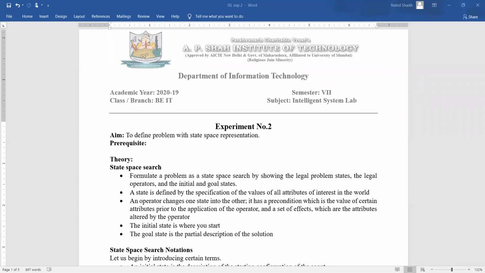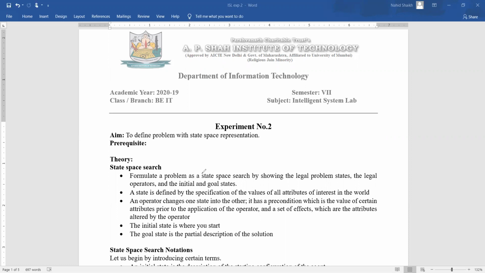Hello students, in today's experiment we are going to cover the second experiment. The second experiment is to define a problem with the state space representation. In this experiment we are going to deal with the state space representation.